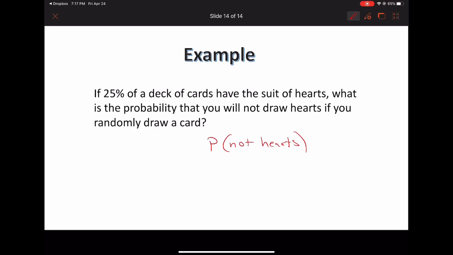I think you probably got that pretty easy. So the probability of not hearts would be 1 minus 0.25. So the probability of not hearts is 0.75, or 75% probability you would not draw hearts.